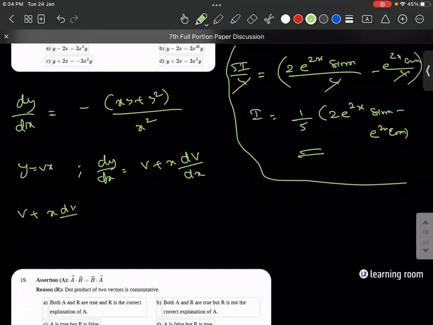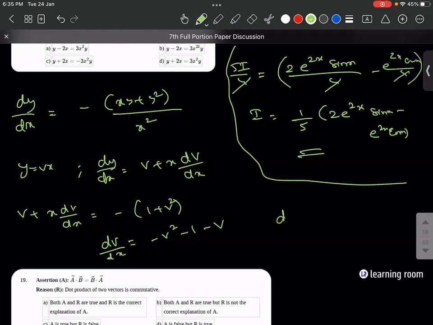So v plus x into dv by dx is equal to negative of, I take x square outside, it will be 1 plus v divided by 1 plus v square. So dv by dx is equal to minus v square minus 1 minus v. So minus dv divided by v square plus v plus 1 is equal to dx. So integrate on both the sides and then proceed. So what will be the answer?